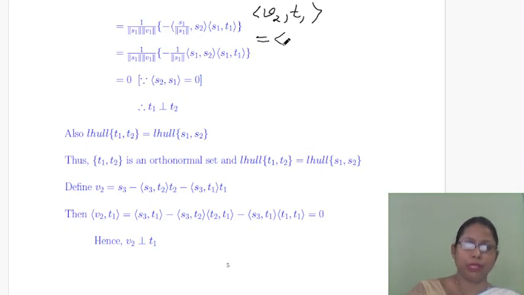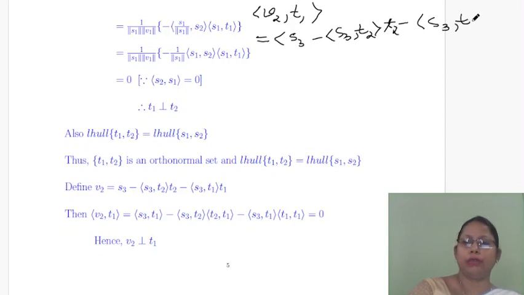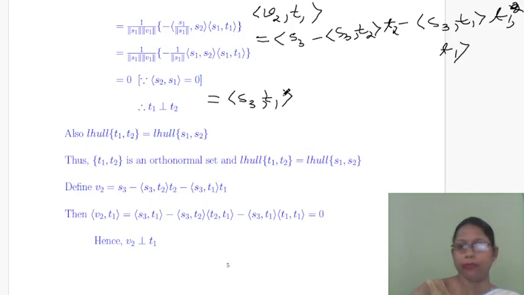That is equal to the inner product of, put the value of B2, that is S3 minus the inner product of S3 T2 times T2, minus the inner product of S3 T1 times T1, comma T1. If I expand this one, I will get the inner product of S3 comma T1. Next, minus the inner product of S3 T2 comma T1.